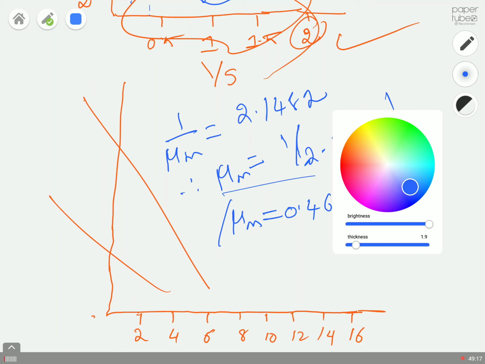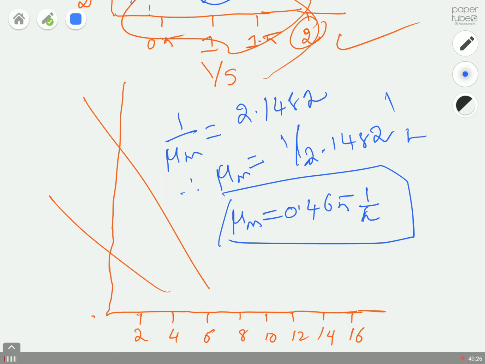In the exam, if you forget to write your units, I'm not going to give the marks. I'm not going to mention this in the exam question paper. You should remember yourself. There is no value for this number 0.465 if there is no unit. If there is no unit, there is no meaning for that. This 0.465 can be 1 by minute, 1 by seconds, and it has a different meaning, I mean different magnitude. So you must include your units. So that's how you get your mu max.